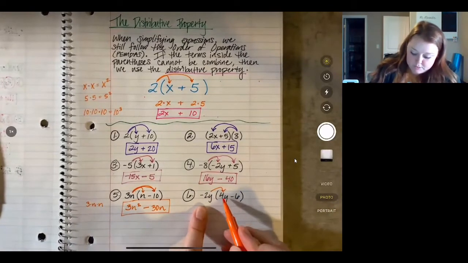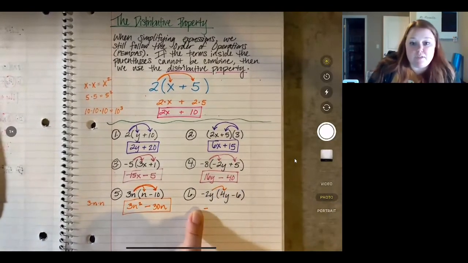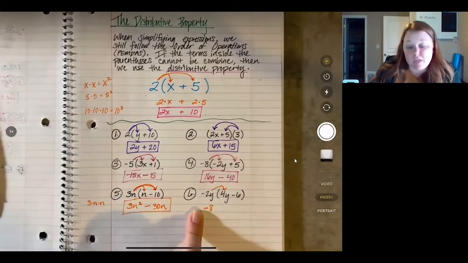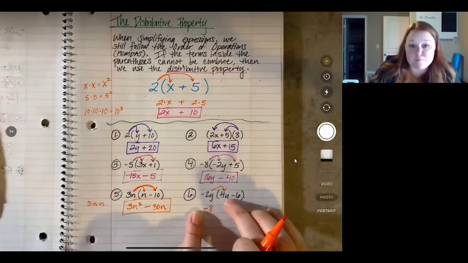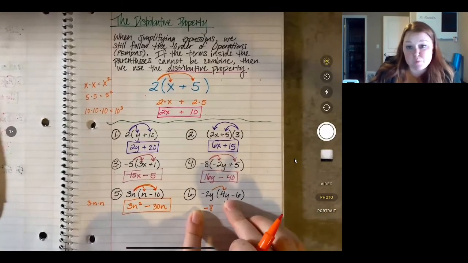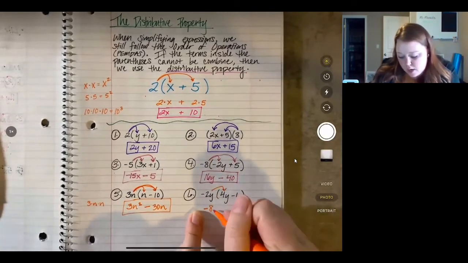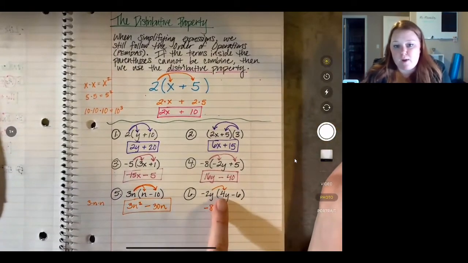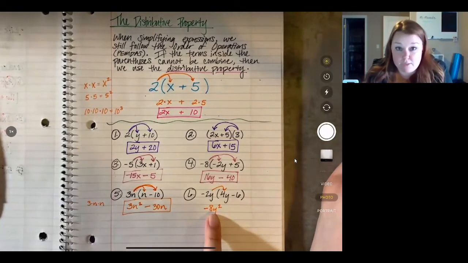Negative times positive is negative, so I'm going to drop that down now. 2 times 4 is 8, so I know my coefficient's negative 8. And then I have a y times y. Y times y can be represented as y squared. So negative 2 times 4y is negative 8y squared.